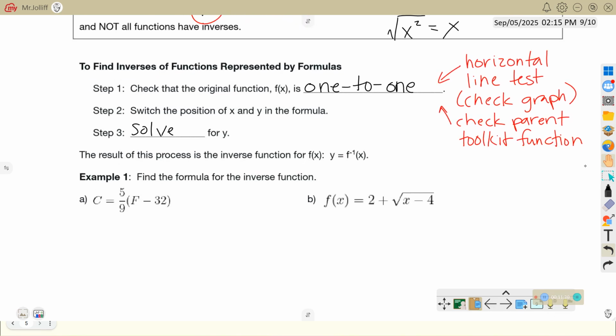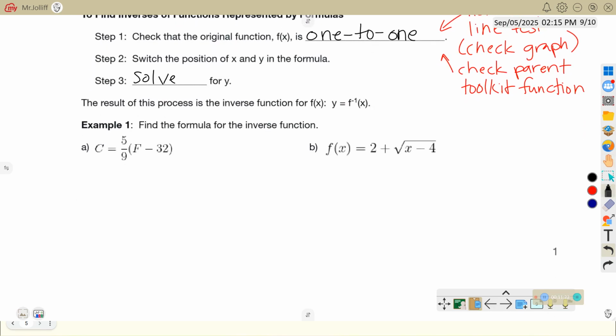All right, we're going to start with a very common function. Celsius equals 5/9 Fahrenheit minus 32. I'm going to replace this and write it as y equals 5/9 x minus 32, because I think that's a little less scary. And the first question, is that one-to-one? Y equals 5/9 times x minus 32. Is that one-to-one?